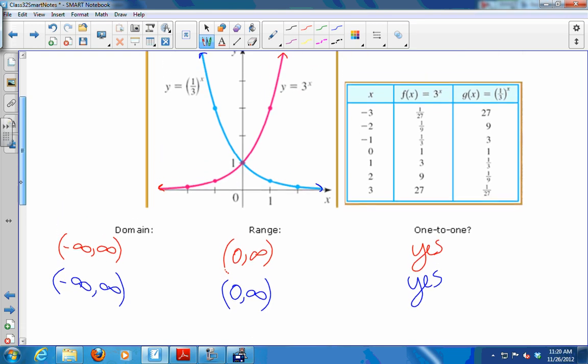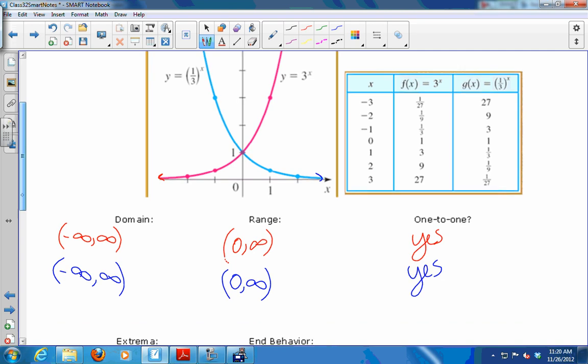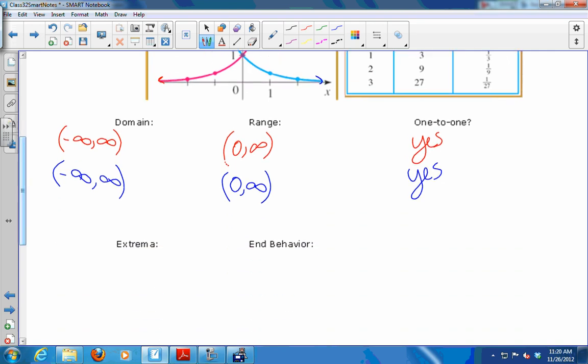Do either of these graphs have any extrema, local maximums or local minimums? The red one is always increasing, and the blue one is always decreasing. So there are no local extrema in either of them.